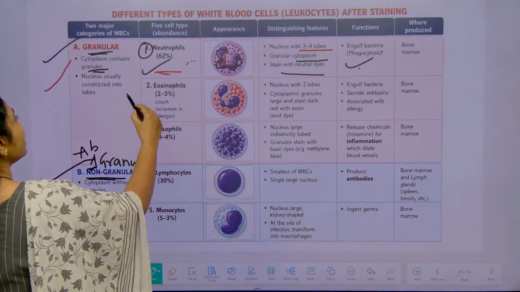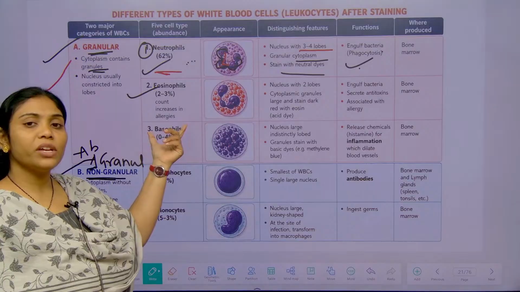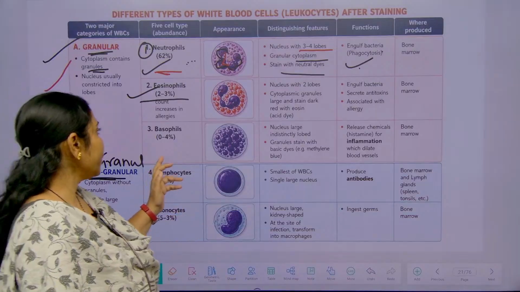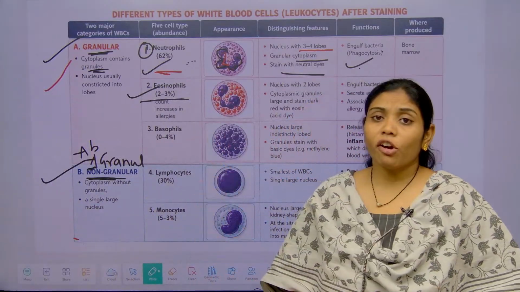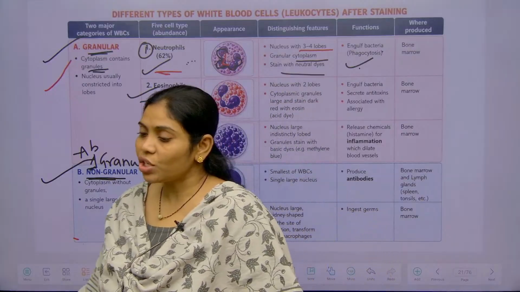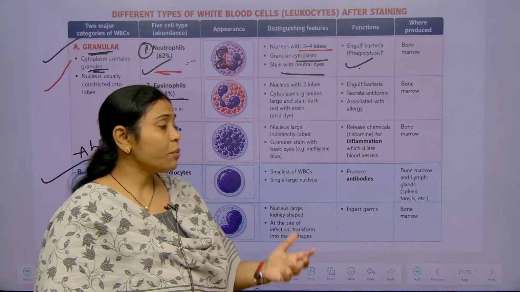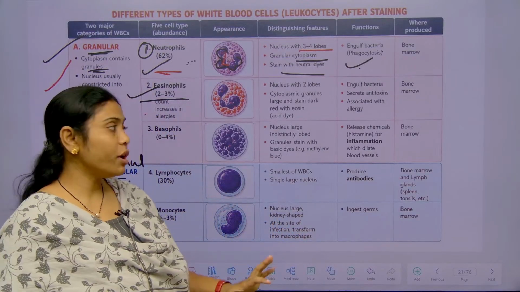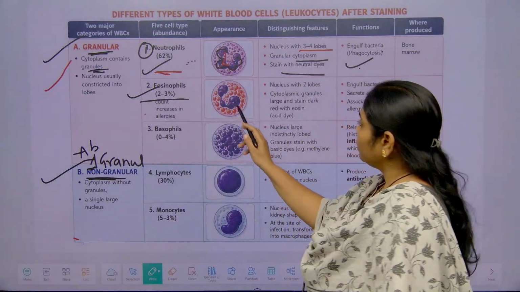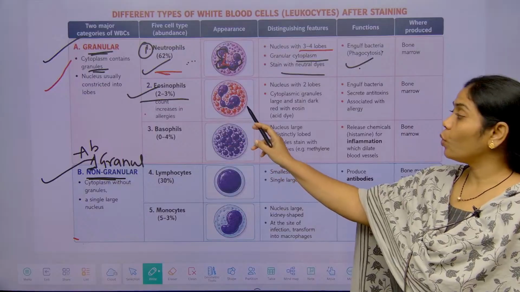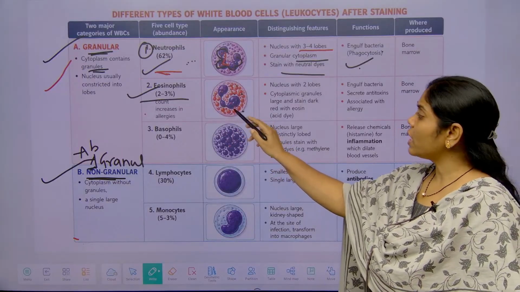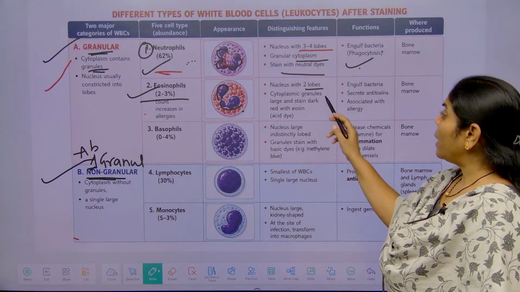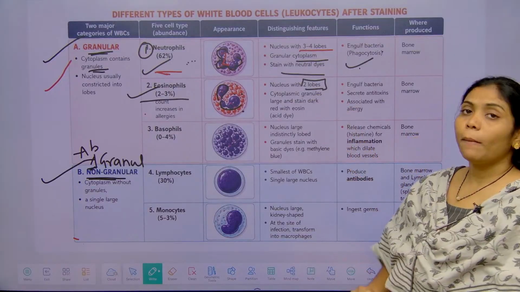Coming to the eosinophils, what is the percentage? That will be 2 to 3% only. Whenever in our body we suddenly feel an itching sensation or some allergic condition, at that time the eosinophil number increases vigorously. Inside the cytoplasm we can see the granules, and the nucleus is only bilobed. How many lobes? Two lobes, so we call it bilobed.